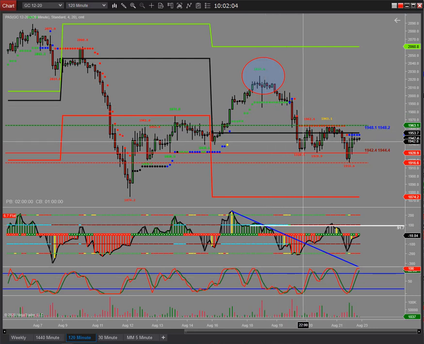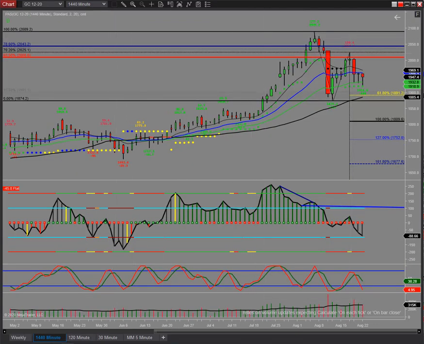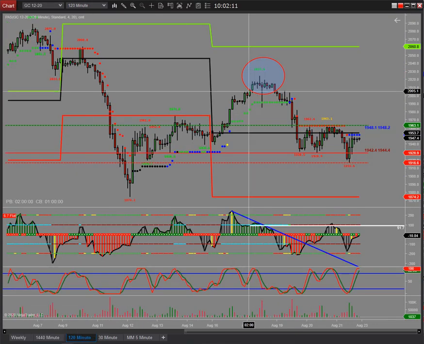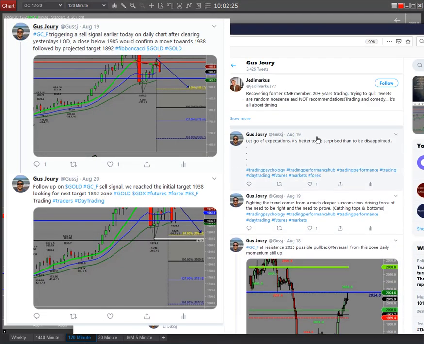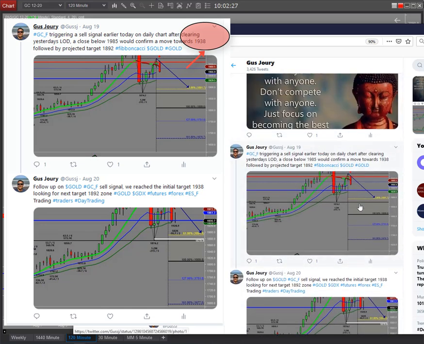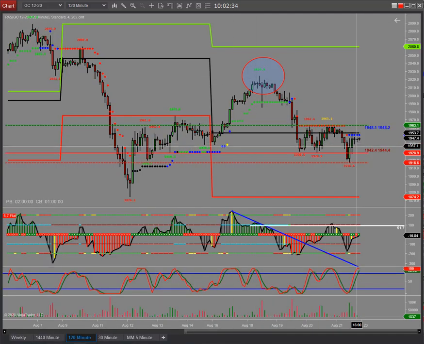And this is identical fractals happening on a daily chart, and the same thing happening on the 120 minute chart a week later, for fine-tuning your entry and taking that pullback in gold. As I also mentioned, we're looking for a target. I was looking for a target of 1938. I will post these charts and links.